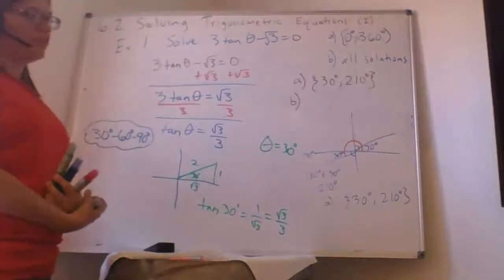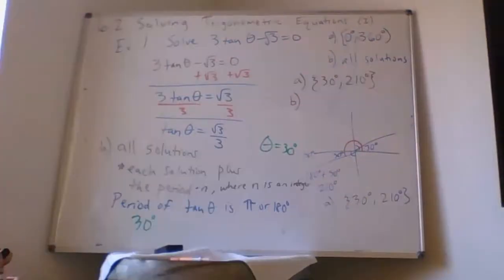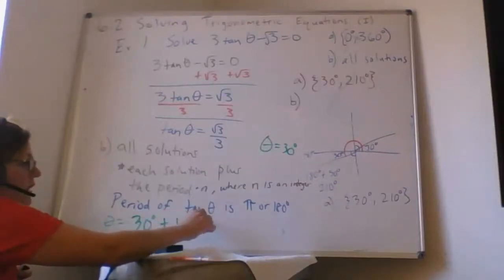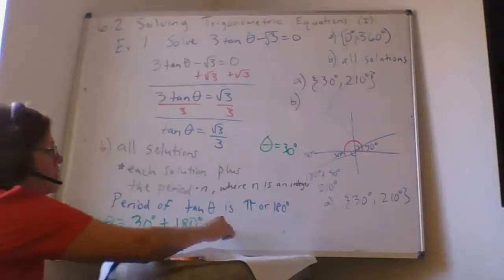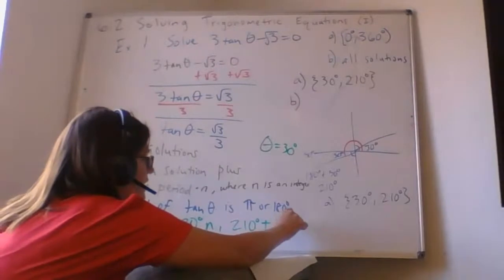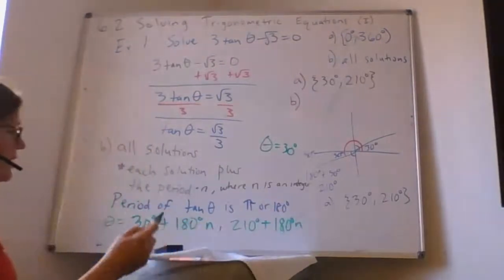Now, for part B, the general form for all solutions is each solution plus the period times n, where n is an integer. The period of tangent is pi, or 180 degrees. So we will take 30 degrees plus 180 degrees n, also 210 degrees plus 180 degrees n, where n is an integer.